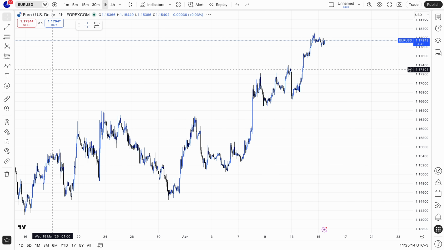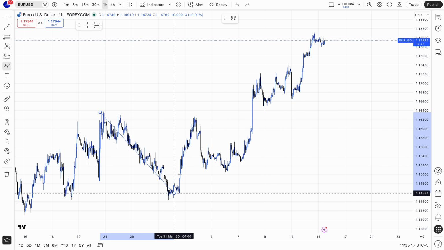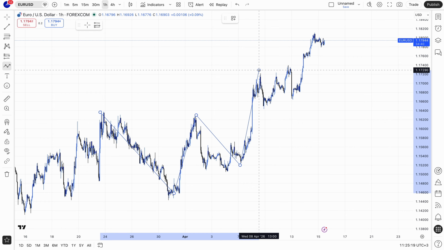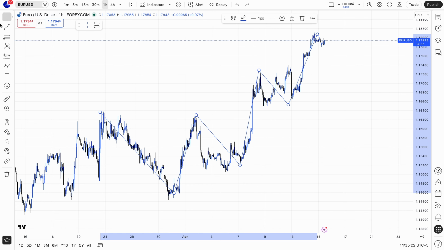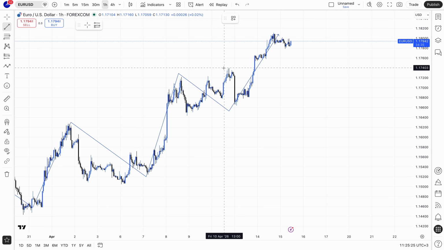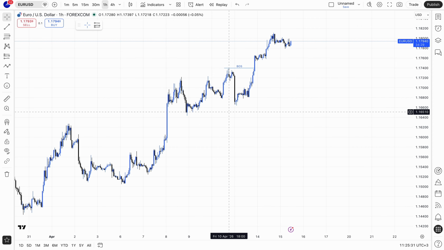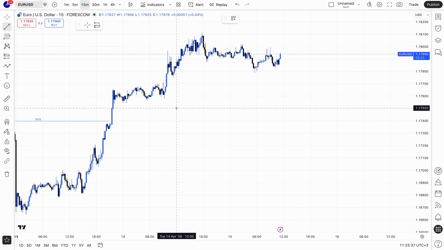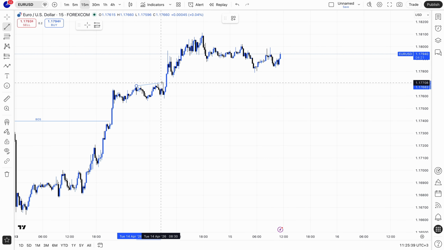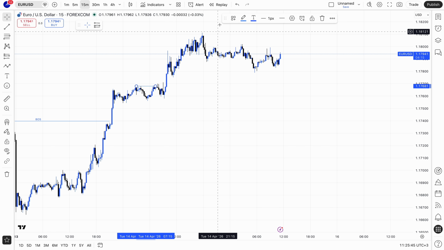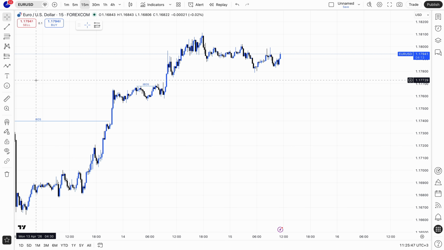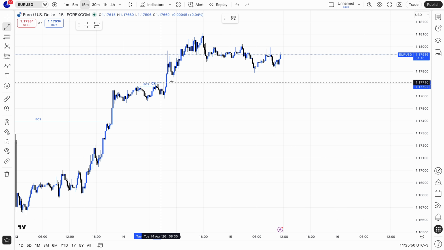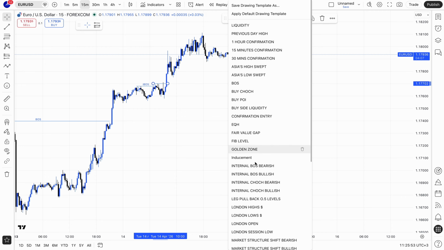You can clearly see from here, euro is also moving up, both internal and external market structure. Then we had our last break of structure to the upside, which is this one here. This is our last break of structure to the upside. And then if you go down to 15 minutes, you understand that we have our break of structure to the upside. Then a continuation break of structure to the upside.